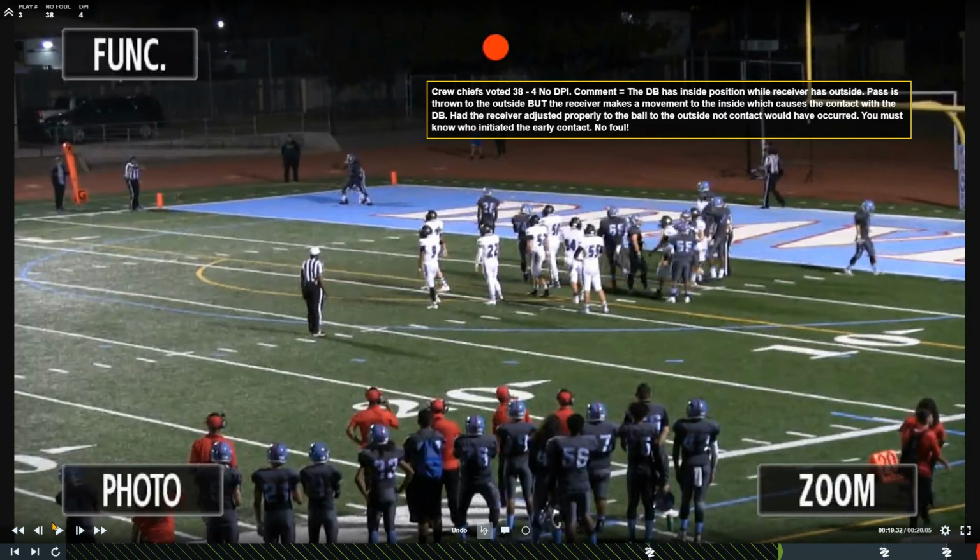Okay, yeah, they agree. 38-4, no DPI. Yeah, basically what I just said. So again, watch it, and this is a good one to break down the components of when you would call pass interference. It isn't just contact. It's how the contact is initiated. All right, moving on.